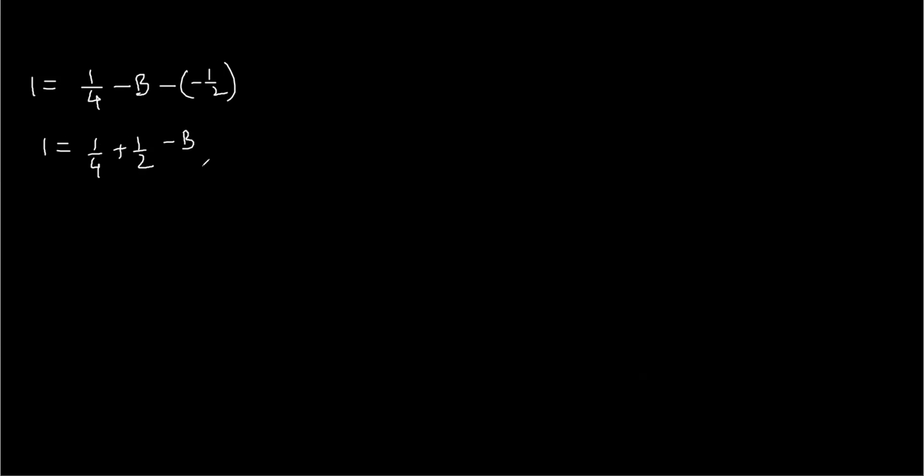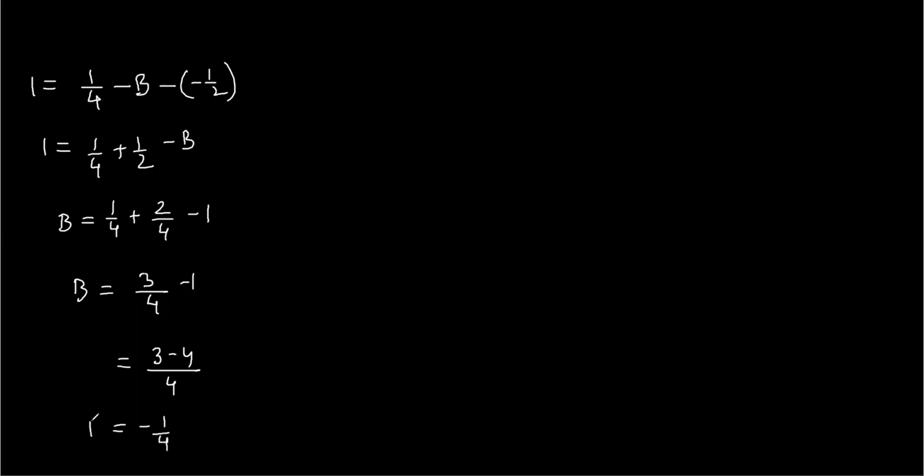So I take this B to the left. I get B equals 1 upon 4 plus 2 upon 4. What I did, I multiplied up and down by 2, so it becomes 2 by 4, minus 1. This one I'm taking to the right. So B equals 3 by 4 minus 1, that is equal to 3 minus 4 upon 4, that is minus 1 by 4. This is B. I got the value of B as minus 1 by 4.